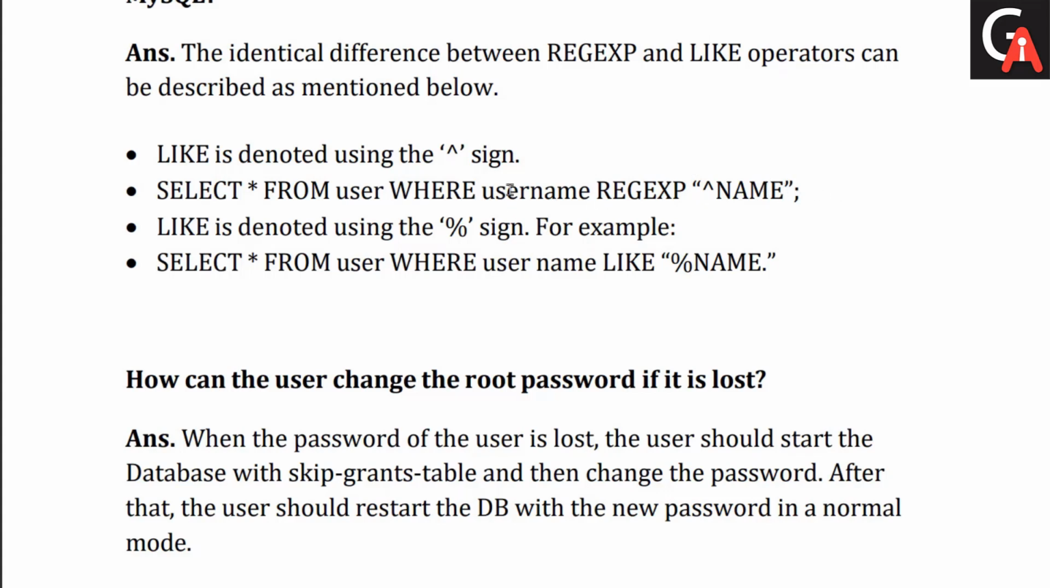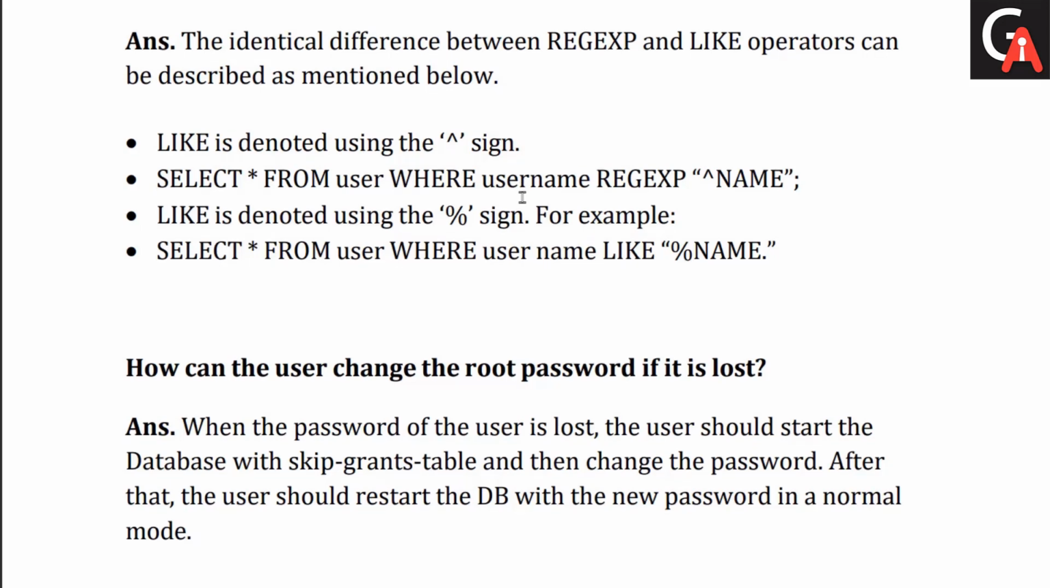But with respect to the LIKE operator, we can use only two wildcard characters, percentage and underscore. It's a basic level of pattern matching. Percentage means any number of characters, or technically zero, one or any number of characters. Clear? So the LIKE operator is used for basic pattern matching, and regular expressions are used for advanced pattern matching. That's the basic difference between regex and the LIKE operator.